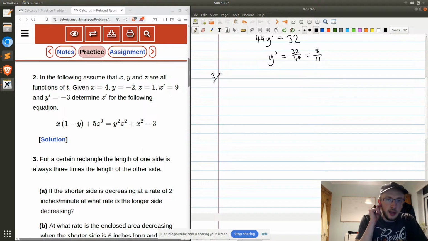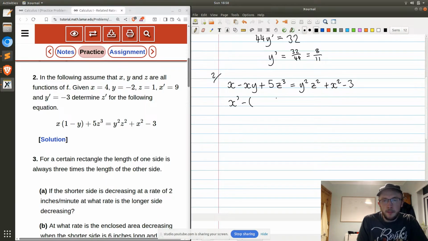In the following, assume that x, y, and z are all functions of t. Given this, determine z prime for the following here. So I will expand it out. Minus xy plus, differentiate now. Okay, so we get x prime, then a minus sign, and then we open up a pair of brackets. And then what happens? Well, we get x prime y.